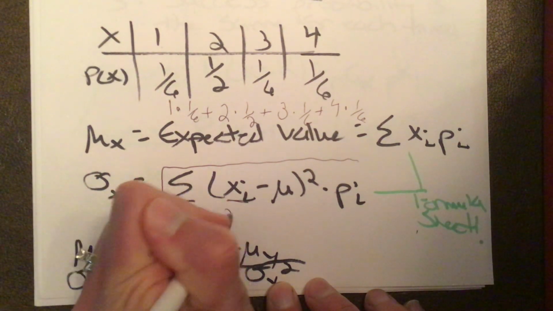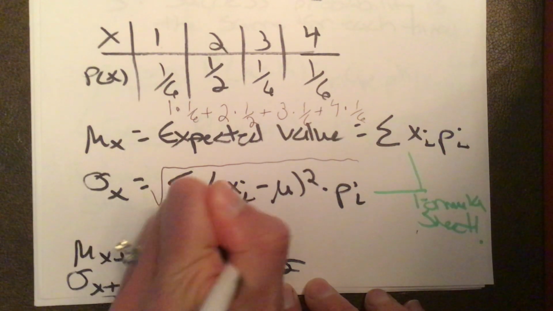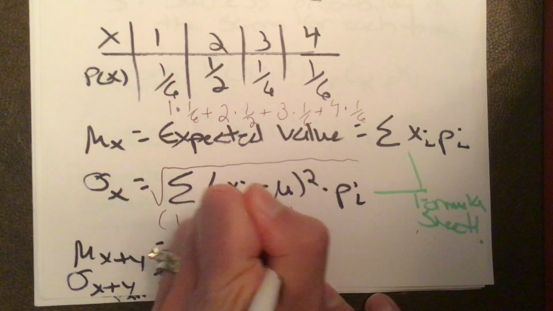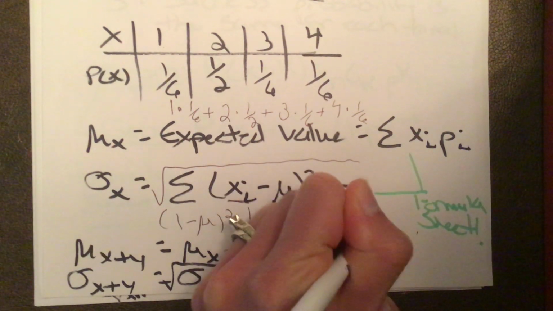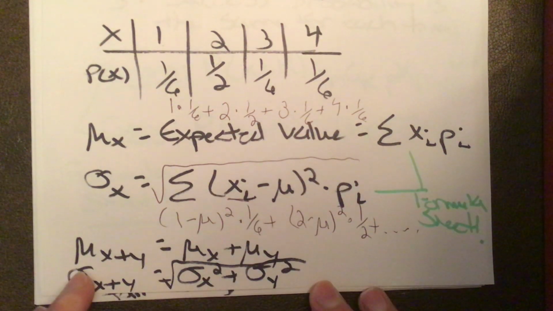I'm not going to calculate it, squared, times the probability that is 1/6. Plus, then I do 2 minus whatever my mean is squared times the probability of that, which is 1/2, and so on. Okay, so just make sure you know how to use those formulas.